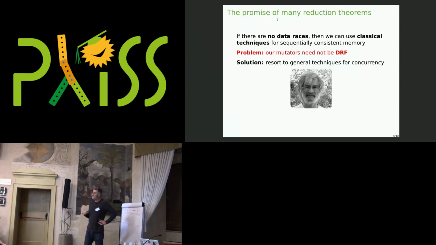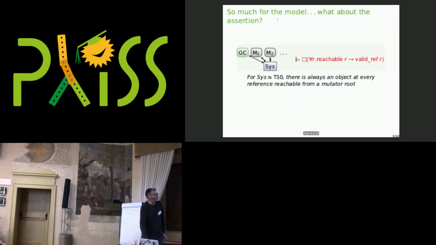Problem is that our mutators need not be data race free. We've made this assumption that they may have races. We still want to prove things about the collector being correct with respect to a racing program. And so we have to resort to general techniques for concurrency. We cannot use reasoning about things assuming sequential consistency.